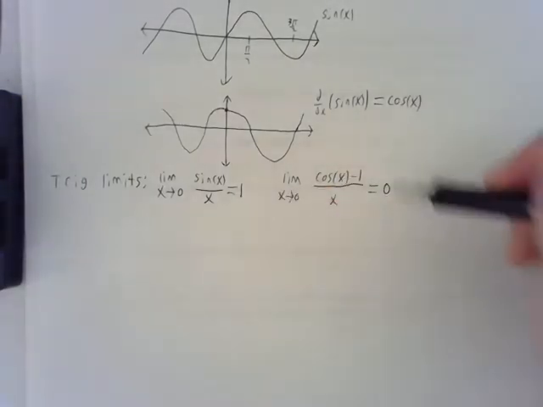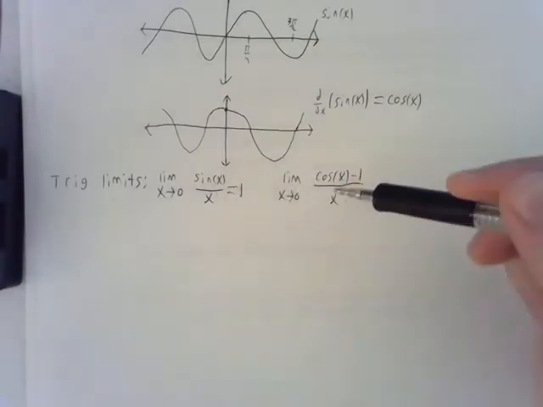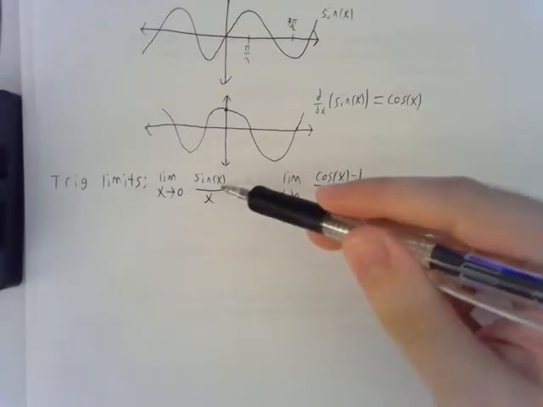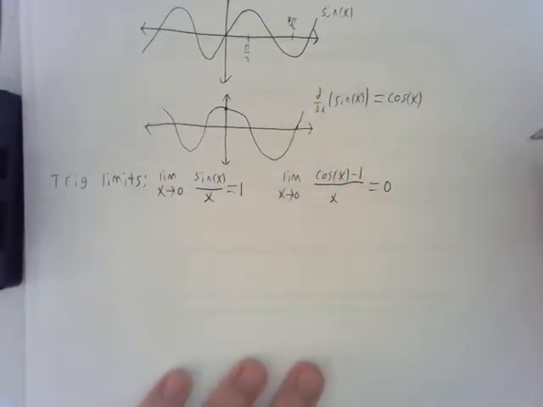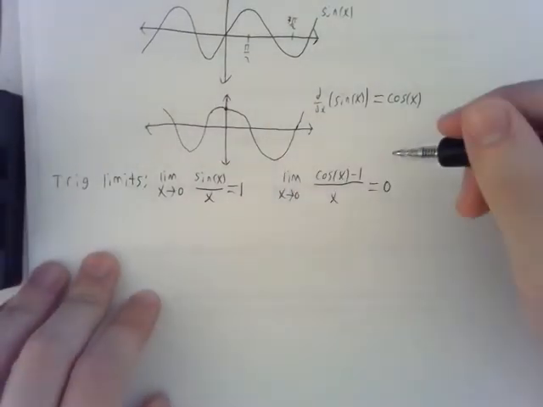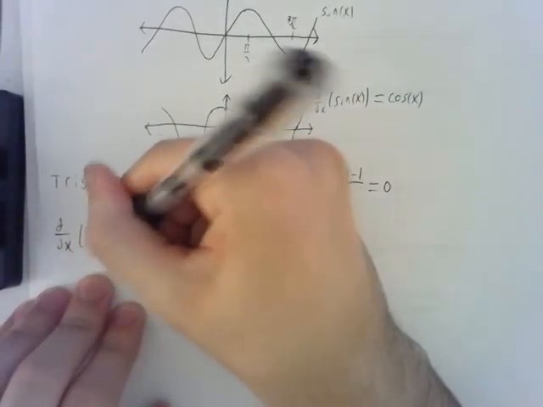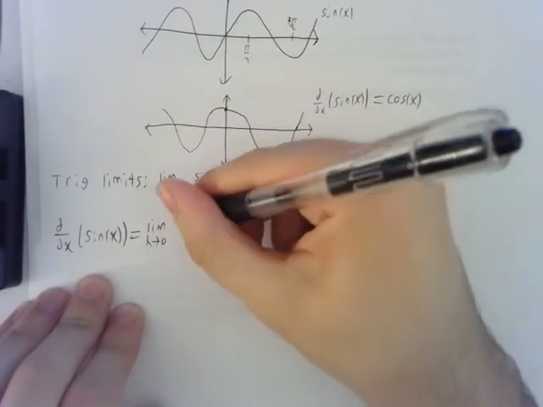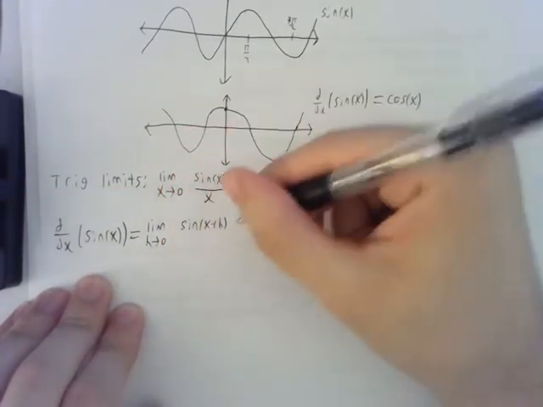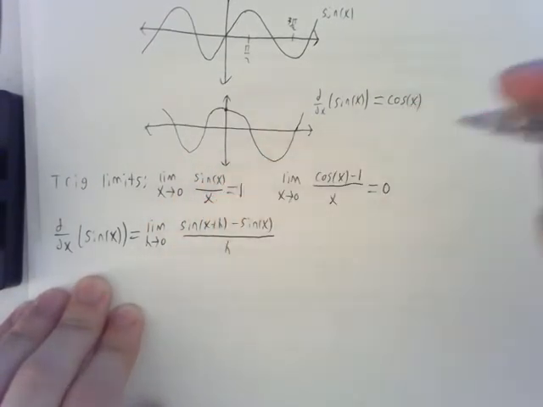So I'm not going to go over how to actually find these limits, but you can maybe convince yourself of this by looking at the graphs of these functions, or by plugging in x values really close to 0 and seeing what happens to the output. Okay, so using this information, let's try to find the derivative of sine of x using the definition. So the derivative of sine of x is going to be equal to the limit as h goes to 0 of sine of x plus h minus sine of x, divided by h.